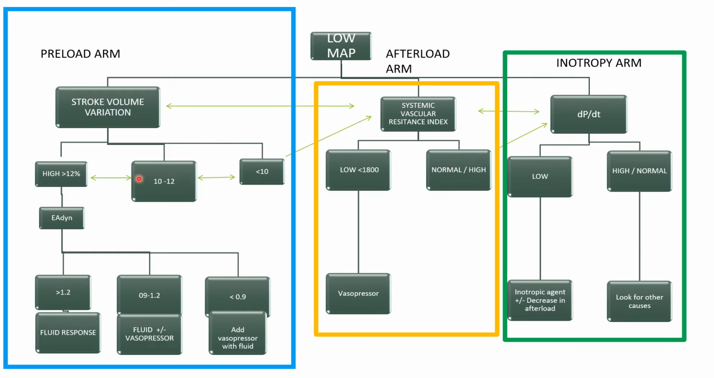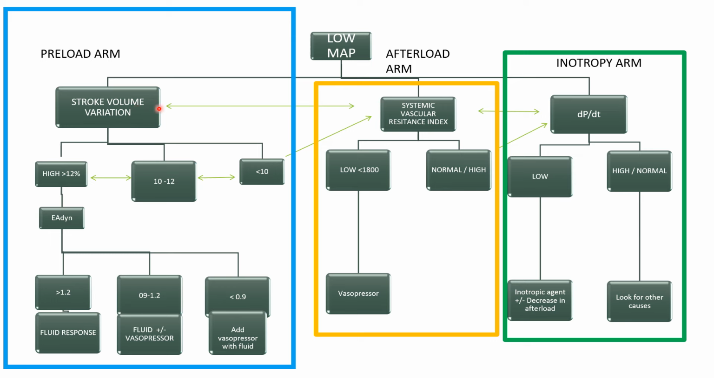This is the algorithm that I'm very proud of that we made. So now your patient is having low mean arterial pressure. Always and always, these things are interchangeable. So I have to take care of three things, three arms: the preload arm, the afterload arm, and the inotropy arm. So let's move forward with the preload arm first.